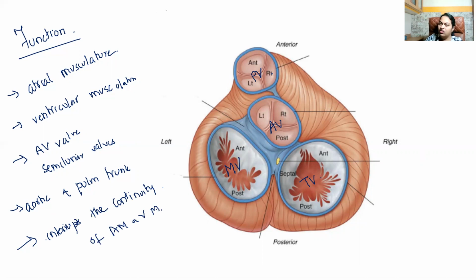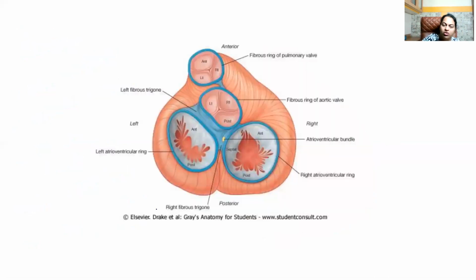So got it? What is the fibroskeleton? A collagenous framework. Where is it situated? At the base of the ventricle. What are the components of it? The four collagenous rings that you see there: the tricuspid, the mitral valvular complex, the aortic and the pulmonary. Function I have listed. Now going into more details about this.